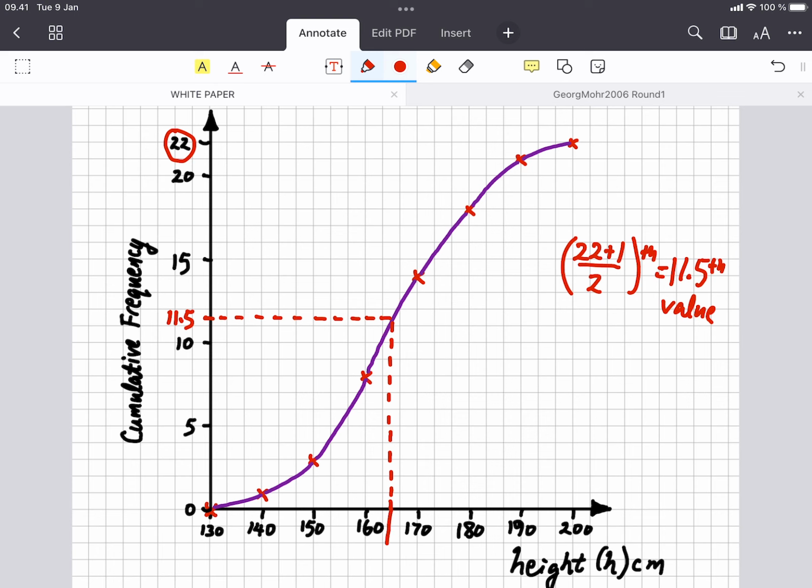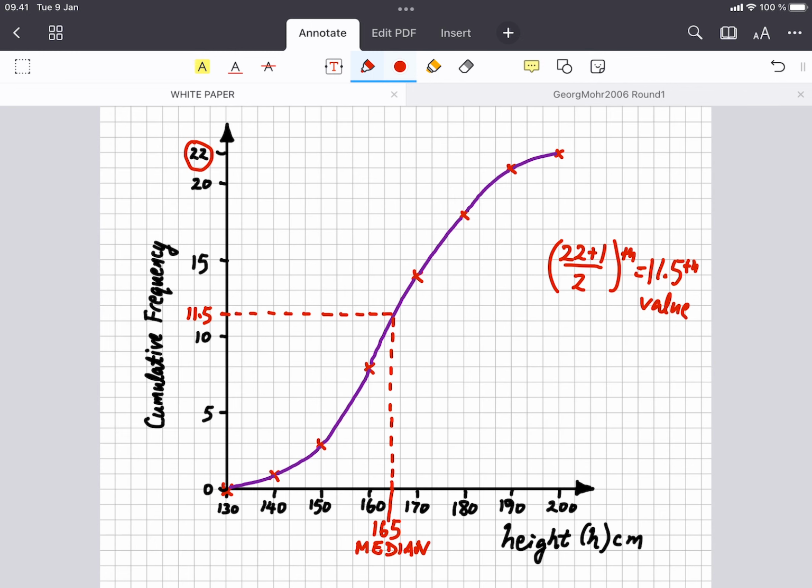And that turns out to be 165 centimeters. So we can say that the middle person has a height of 165 centimeters as an estimate according to this curve. So we can say that that's a good estimate from the median. Now, we don't know for certain because we haven't got the exact values of all the people. All we know is how they fall into categories. But this is a good way of getting an estimate of the median.